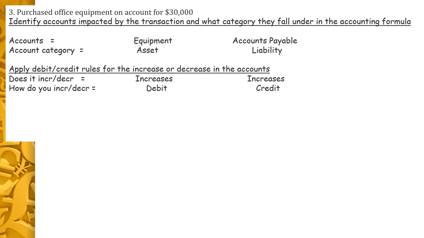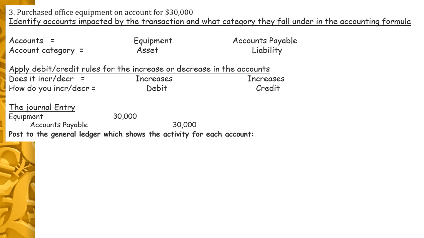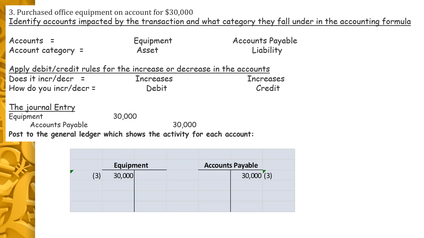And how do I know it went up? Well, we didn't have an accounts payable, and now we do, which means it went up. Now our journal entry is going to be a debit to equipment and a credit to accounts payable. Now, what does it look like when we post it? It's going to go to the equipment account and accounts payable.